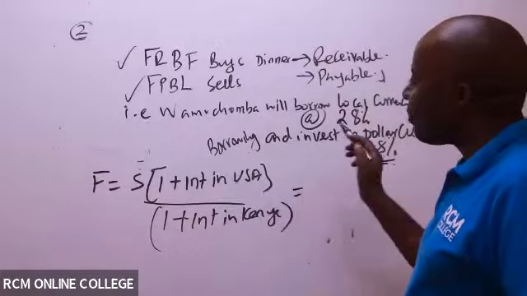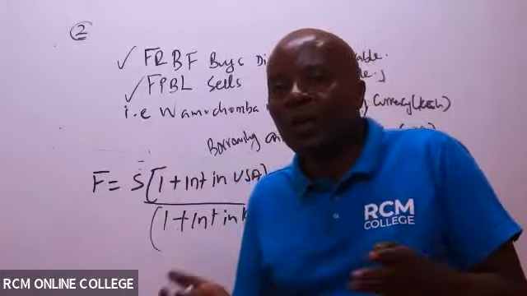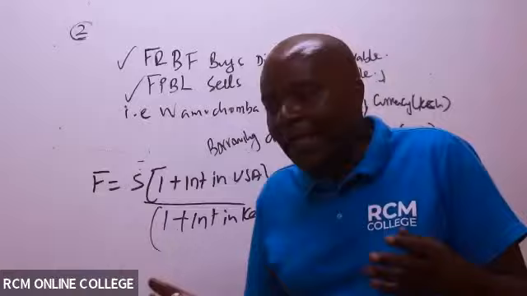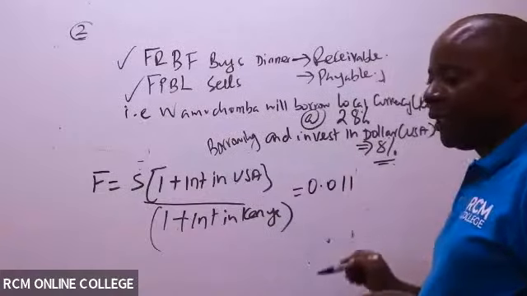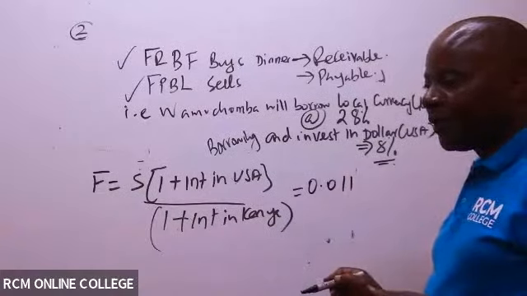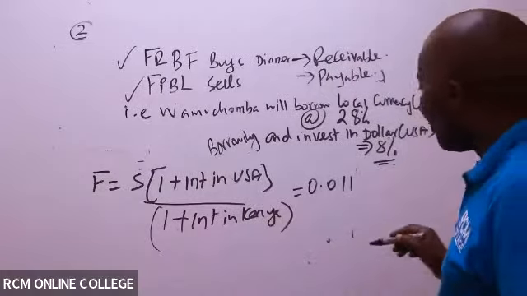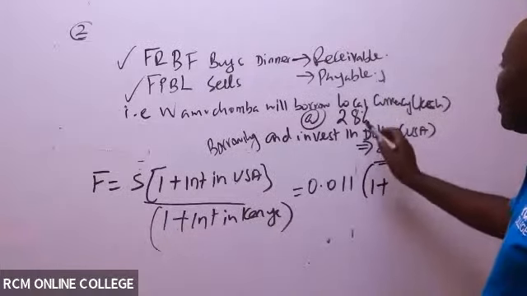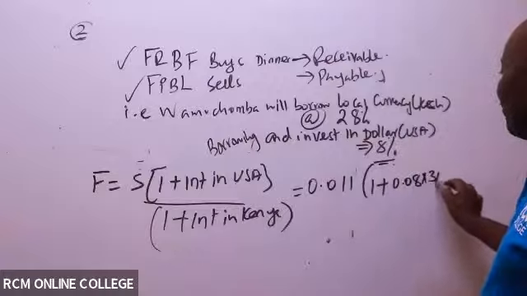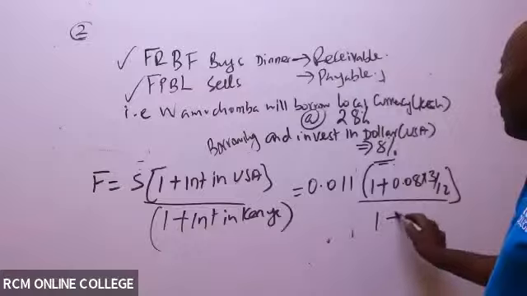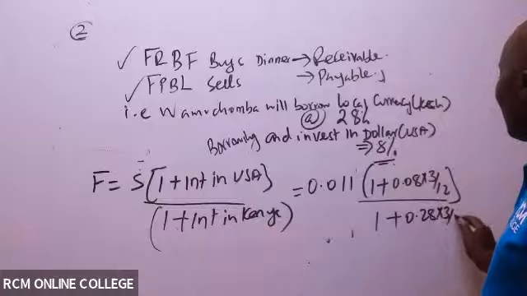Then I'll come here and pick the spot. Remember the spot rate, we already had an agreement. It is the selling rate, right? We already know the bank is selling. It is 0.011, I think so. Was it 0.011? The spot rate does not change. It is 0.011 into 1 plus interest in the USA, 0.08 times 3 over 12, all over 1 plus interest in Kenya, 0.28 times 3 over 12.